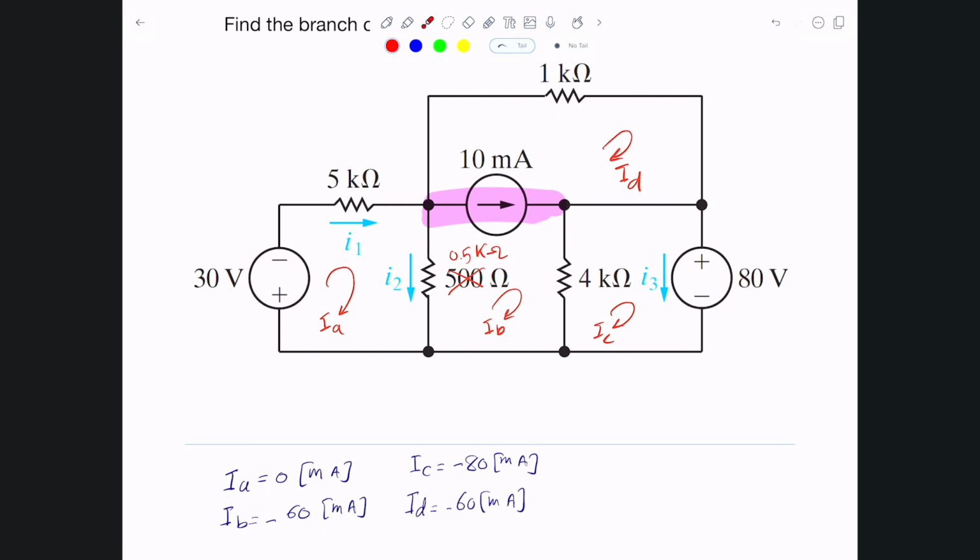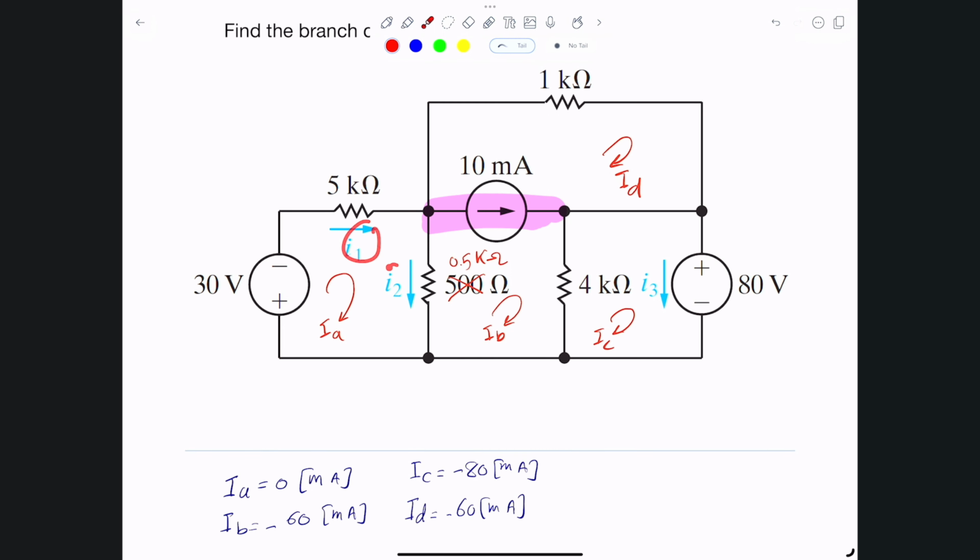So using these mesh currents, we'll be able to figure out what I1 is, what I2, and I3. So let me just do that. Okay, so what would be I1? Well, simply I1, if you think about it in here, I1 is only affected by IA, and it's in the same direction, so it's just simply IA, which is just 0 milliamps or 0 amps.